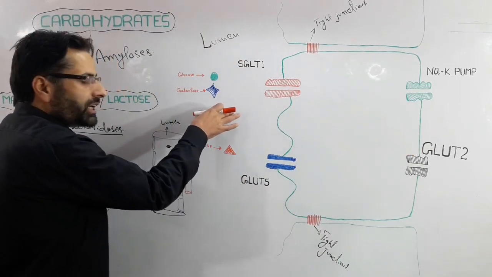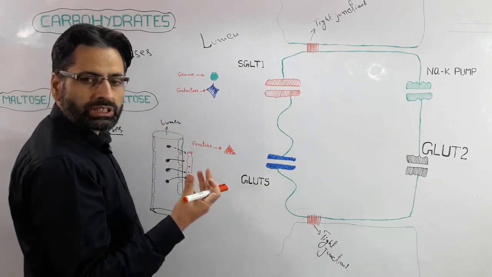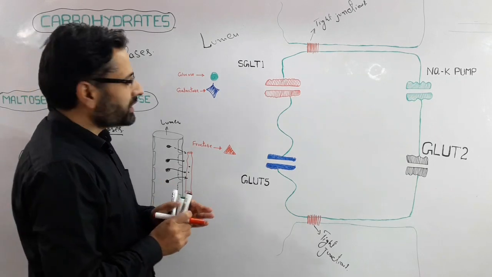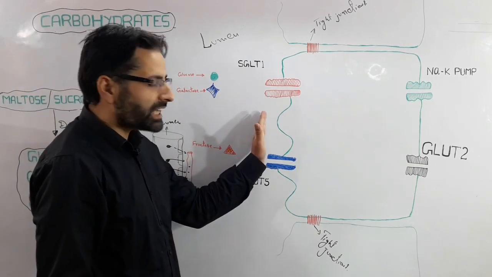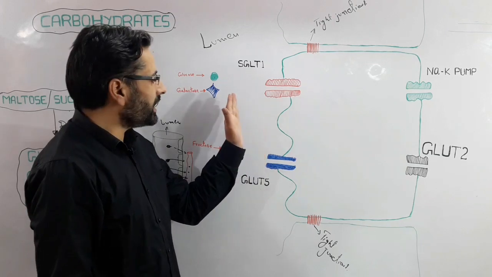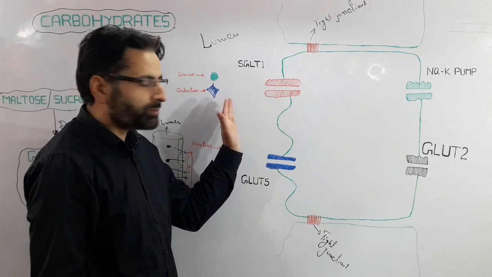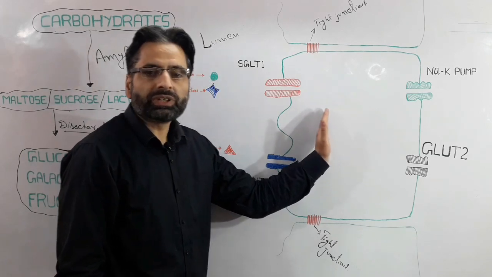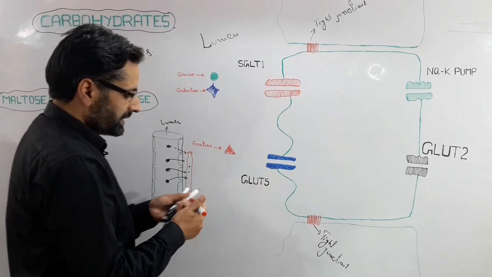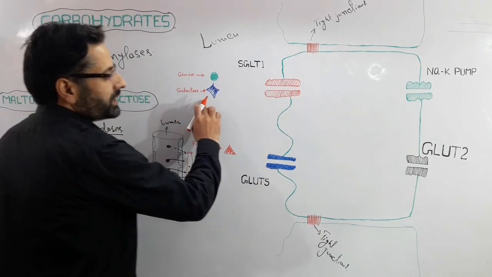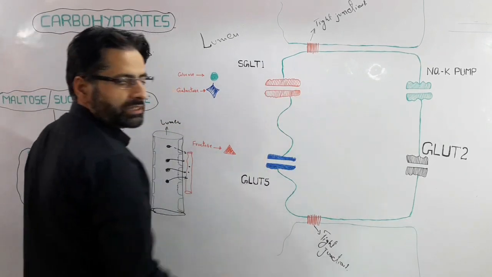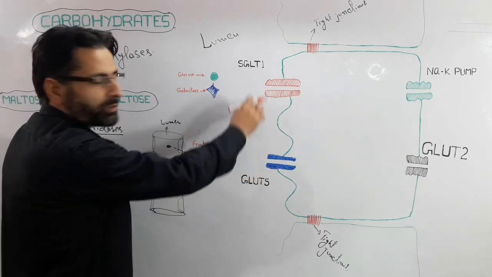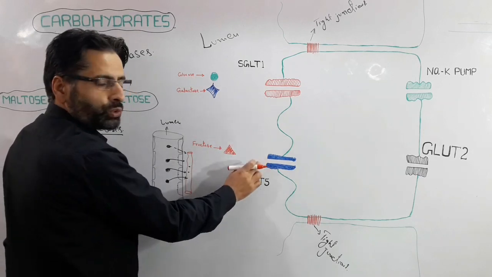So the absorption of these monomers, glucose, galactose and fructose, occurs through 2 steps. In the first step they cross this apical membrane and get transported from the luminal side towards the inside of the cell. That is, in the first step these monomers cross this apical membrane and enter into the cell. To perform this first step we have 2 transporters.